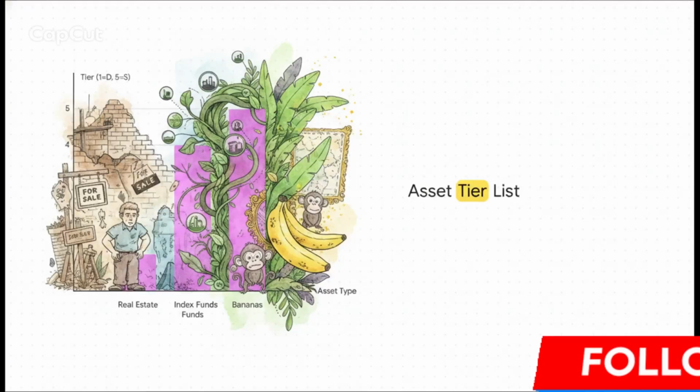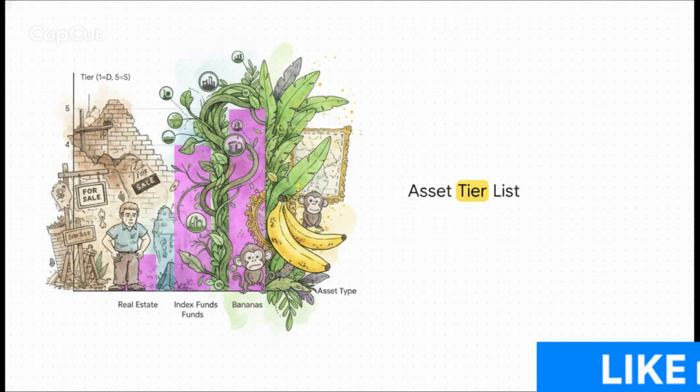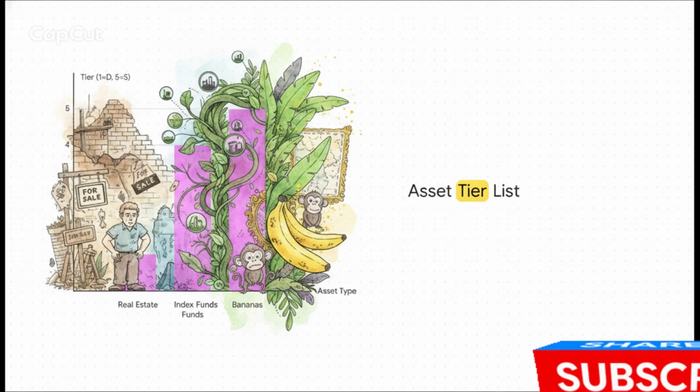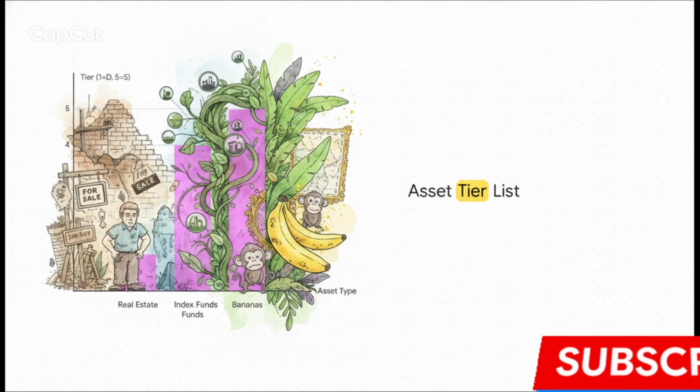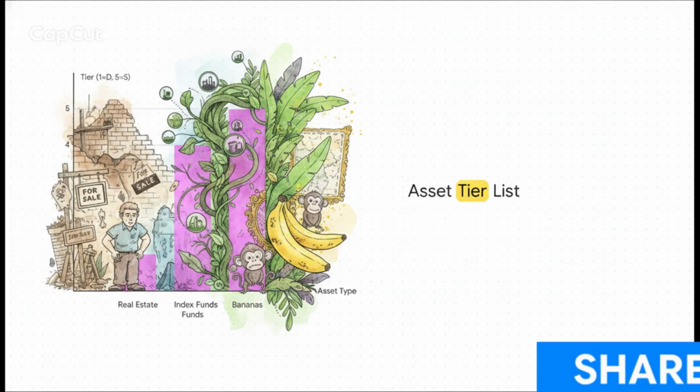Let's break down our asset tier list to see how this builds a solid strategy. Real estate is sitting way down there in D tier. It's super expensive and highly risky if you don't know exactly what you're doing. Index funds, those are a rock-solid A tier. They bundle the top 500 jungle companies together, making them a consistently safe bet. And of course, up in S tier, we have actual bananas. Because as we all know, bananas are rare and bananas are incredibly valuable.